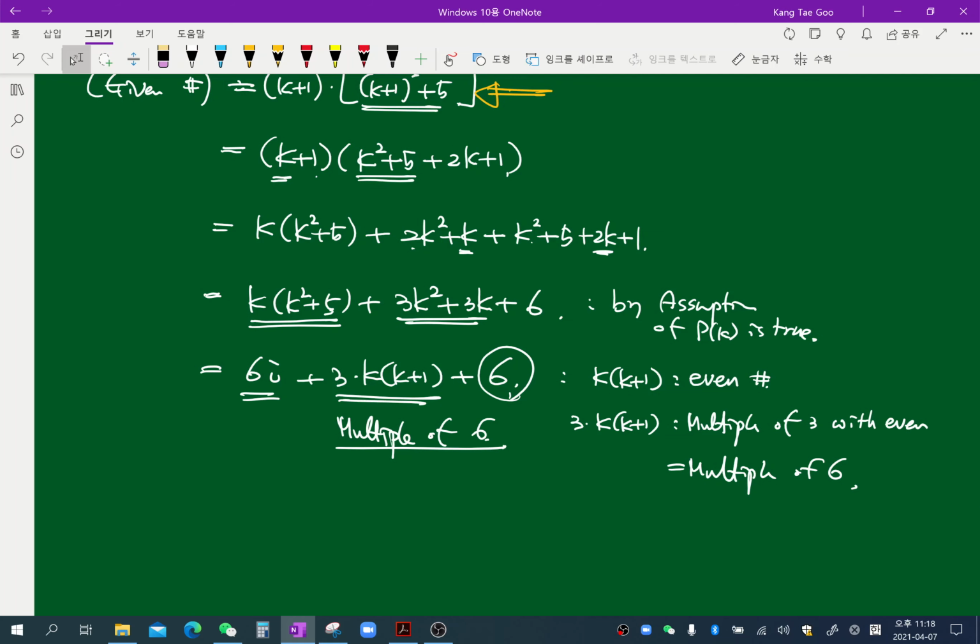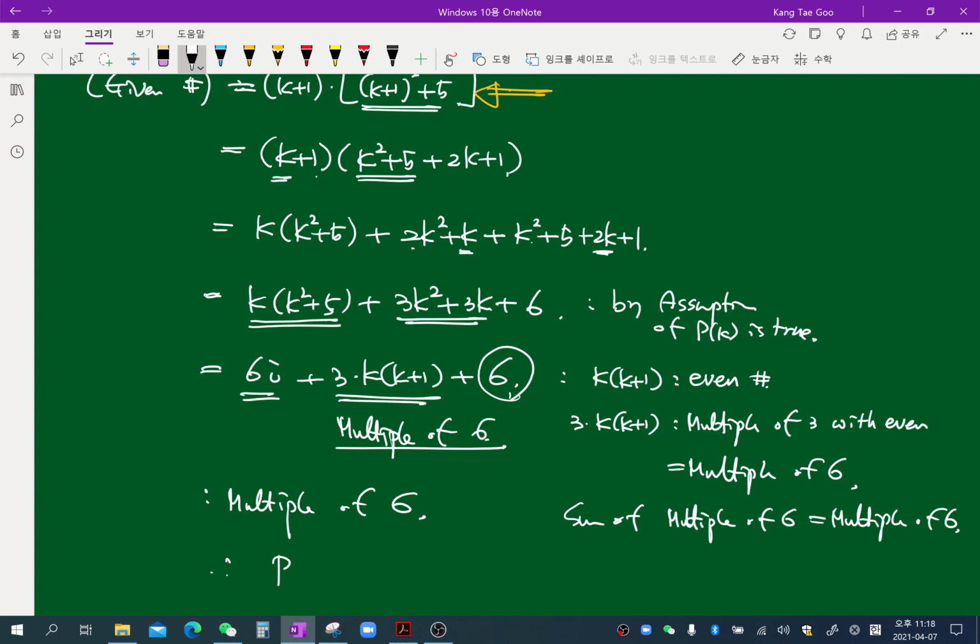And then I can say here, a sum of multiples of 6 is a multiple of 6. That's why this is a multiple of 6, so that P(k+1) is also true.